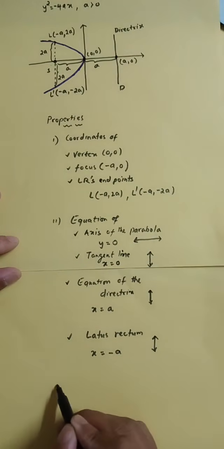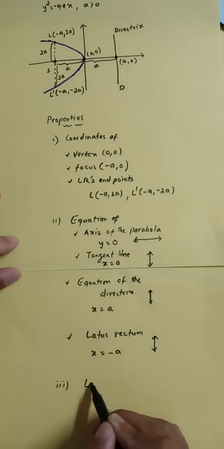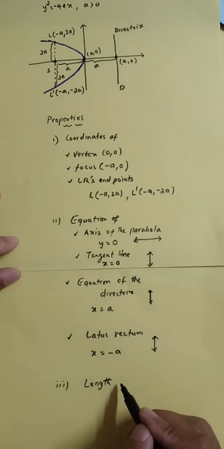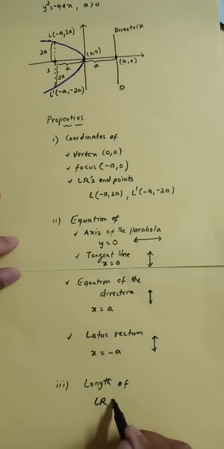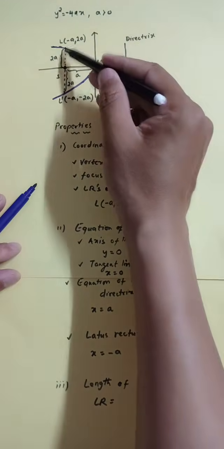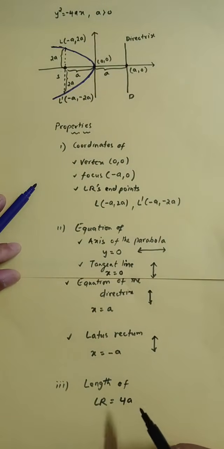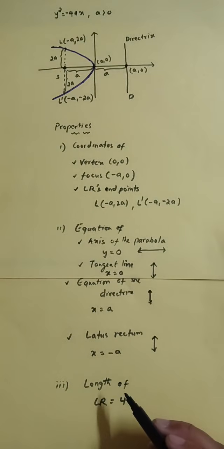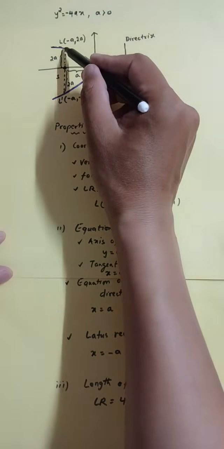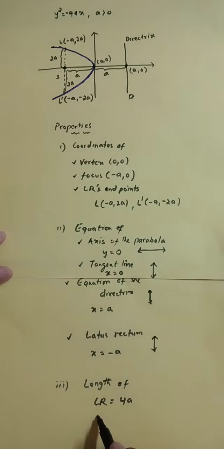Now finally, in the properties we need to note down the length of the LR. The length of the latus rectum is 2a plus 2a, which will give you 4a. If they ask you what is the length of your semi latus rectum, then you have to take the half. So half is simply 2a. The length of the semi latus rectum is 2a. So if you have a, then you will be able to find the coordinates, the equations as well as the length. If you do not have the value of a, then no chance there.